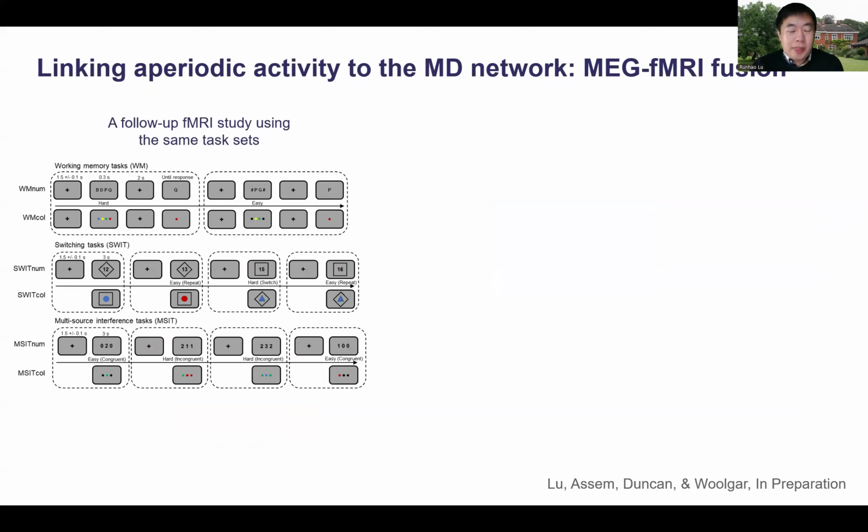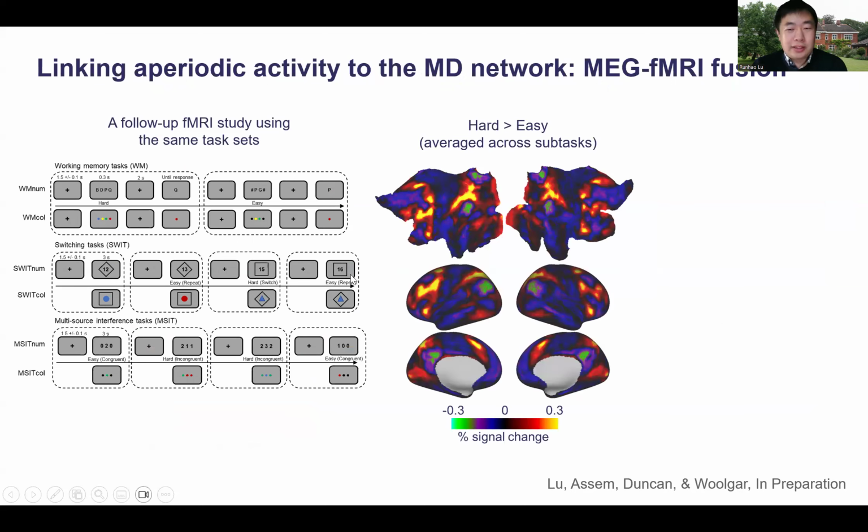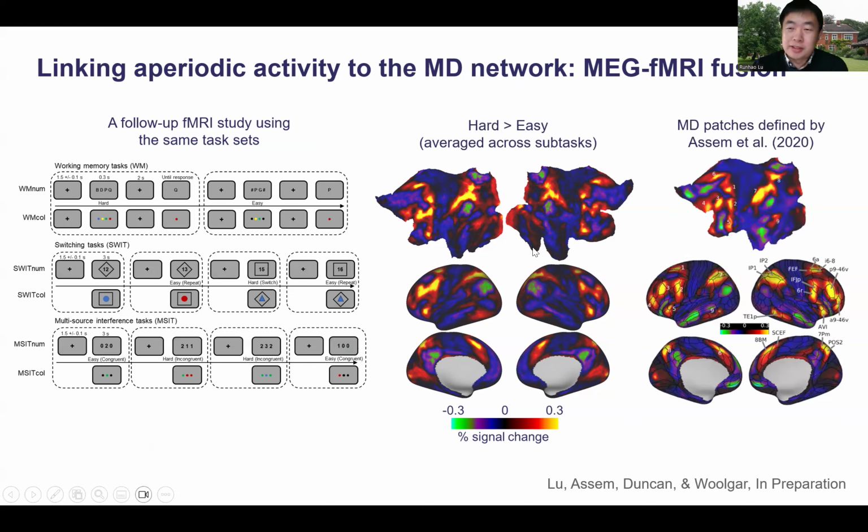As MEG still has a somewhat low spectral resolution, next we would like to link the broadband power to the MD network more directly. So we did a follow-up fMRI study using the same task sets with another sample. In this case, we first looked at the hard versus easy contrast univariately, and we found very typical MD activations across the frontal and parietal lobes. If we compare our results to previously defined MD patches by Fedorenko et al., we find they are really replicable and share very similar patterns.